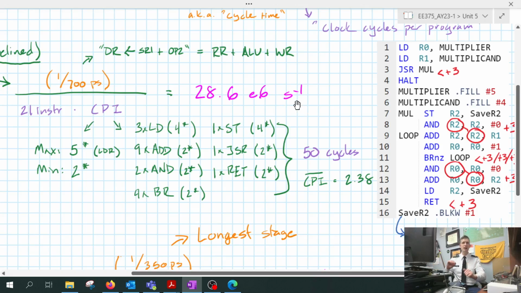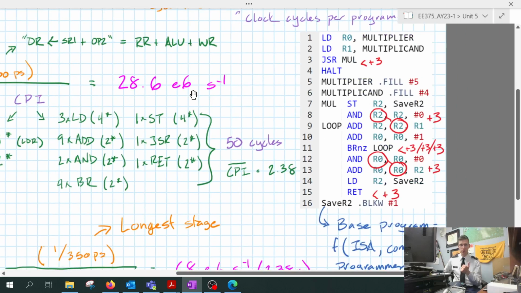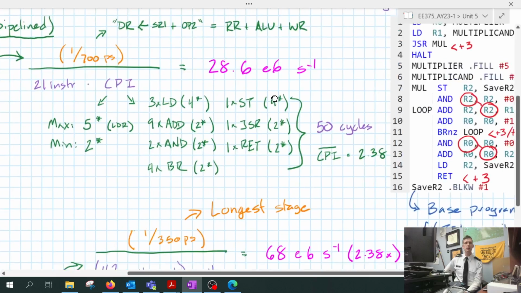And all that means is that in this version of the LC3, as long as I've done my math correctly and these approximations are accurate, then this version of the LC3 should be able to execute this program almost 29 million times every second. Okay, that's the performance of this LC3.